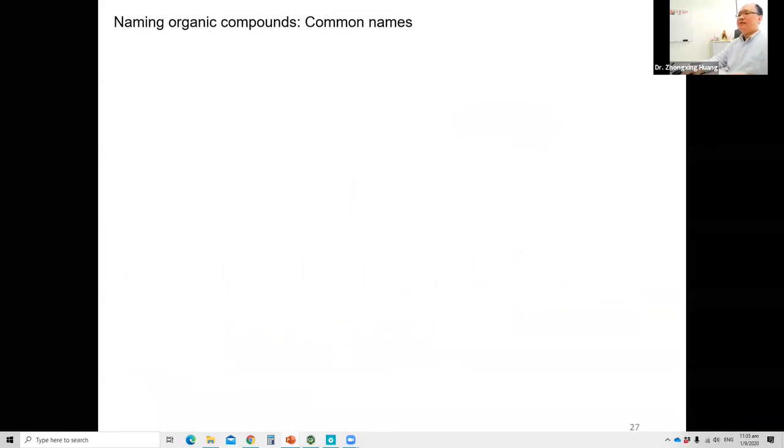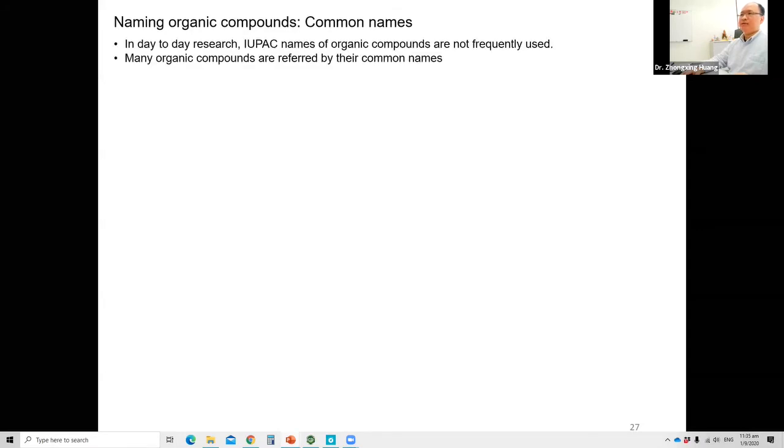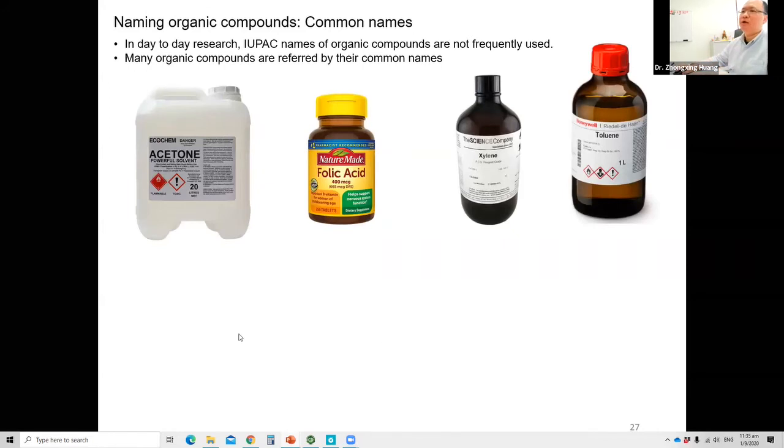Okay, in reality, we don't use IUPAC names a lot. Especially in my lab, I don't talk to people with IUPAC names. They are not frequently used. Many organic compounds are referred to by their common names. Common names are like tradition; we call this thing by this name. For example, acetone, which is a ketone, and folic acid, we don't name using like 20 words.